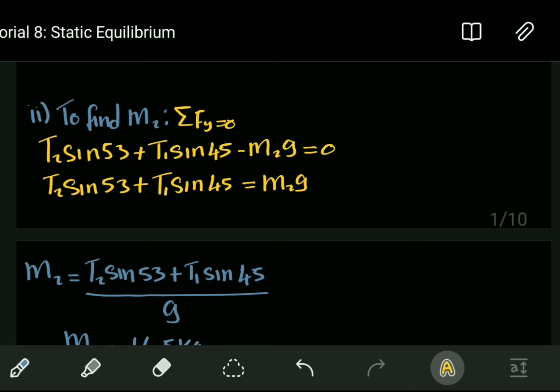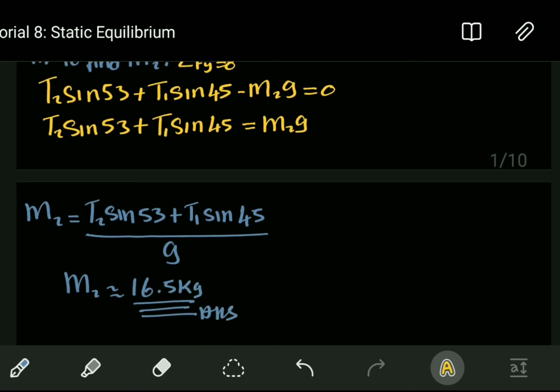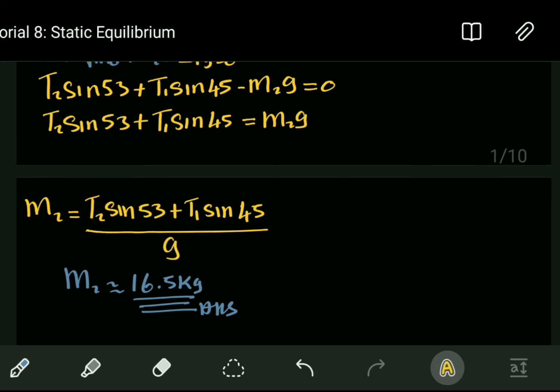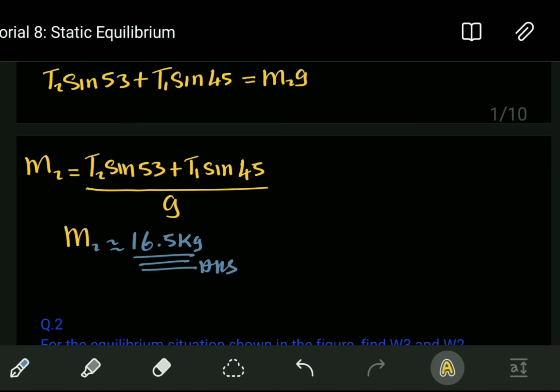Therefore, we can make M2 the subject of this formula. So we find an expression for M2 from this. We will have M2 equals T2 sine 53 plus T1 sine 45 over G. If we work this out, we are going to find our M2 being equal to 16.5 kilograms.